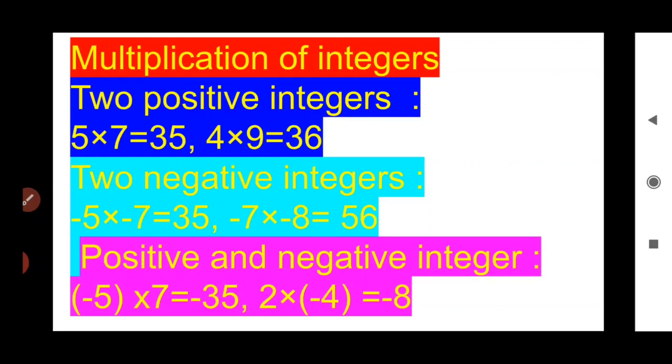Positive and negative integers. The multiplication of a positive and a negative integer will be negative, because minus into plus equal to minus, plus into minus equal to minus. Minus 5 into 7 equal to minus 35. 2 into minus 4 equal to minus 8.